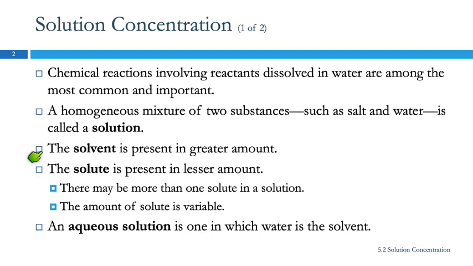So there are two parts, the solvent and the solute. The solvent is technically the part that's present in greater amount. In an aqueous solution, water is always the solvent. The solute is what there's less of, the part that's dissolved in the solvent. You can have more than one solute, and how much solute there is is variable, hence the need for concentration.